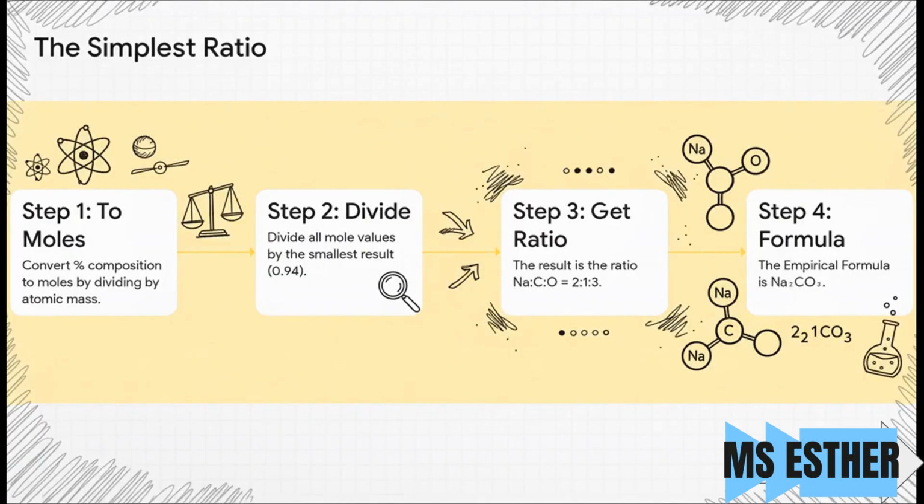Okay, step 2. To get the simplest ratio possible, we look at all our results and divide every one of them by the smallest number, which in this case is 0.94. And what do you know? That gives us a beautiful, clean, whole number ratio. 2 for sodium, 1 for carbon, and 3 for oxygen. And just like that, we've got our empirical formula, Na2CO3.